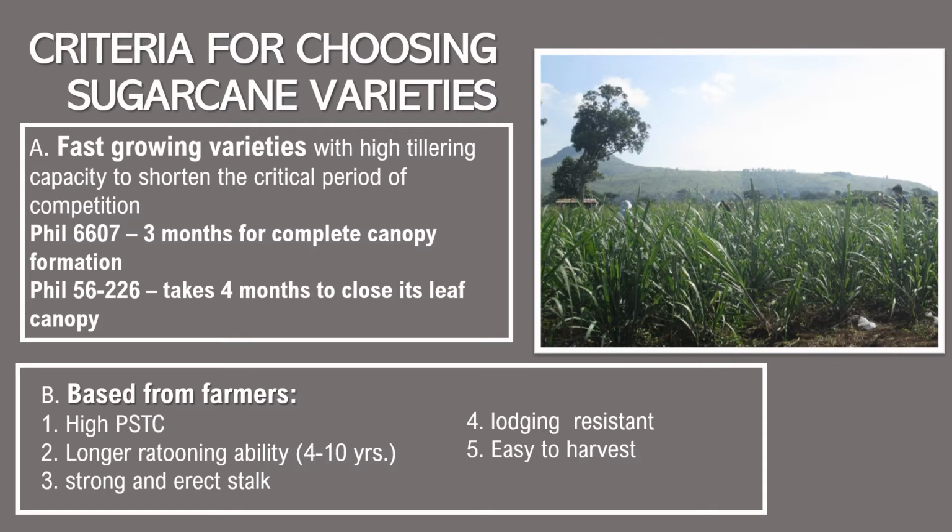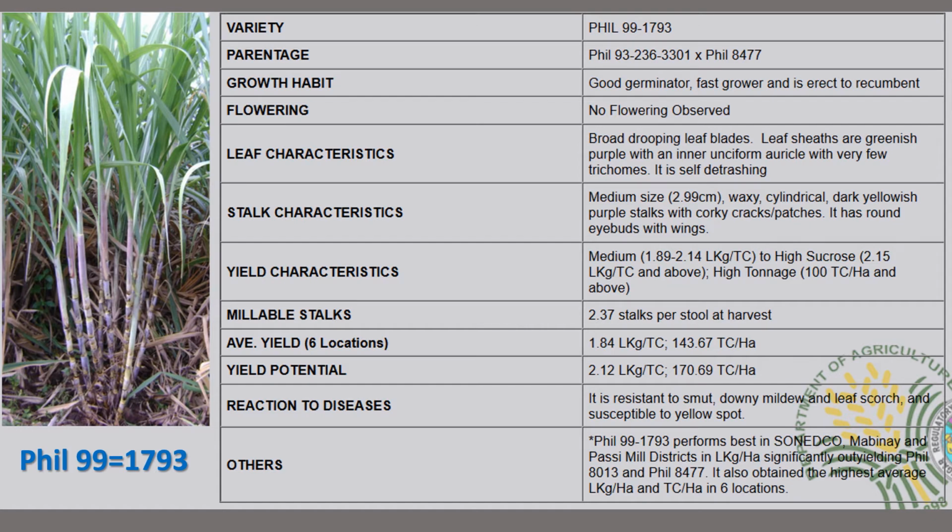Sugarcane varieties that are selected by farmers are those that have high PSTC, meaning piculs of sugar per ton cane. They have longer ratooning ability, at most 4 to 10 years. 10 years, that's high already. They have a strong and erect stalk to prevent lodging, are resistant, and easy to harvest. These are the usual characteristics that our farmers or sugarcane growers look for. In this aspect, I will be showing some of the recommended sugarcane varieties from the SRA and PhilSurin. Okay.